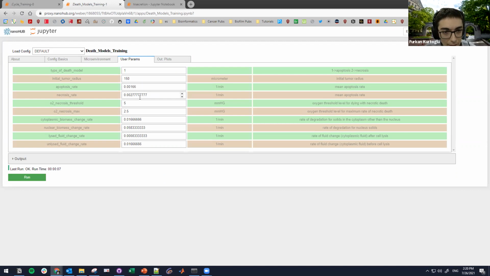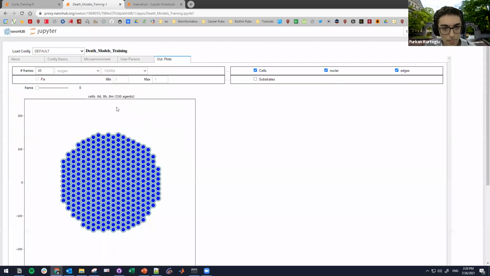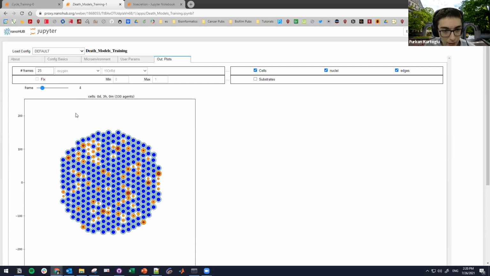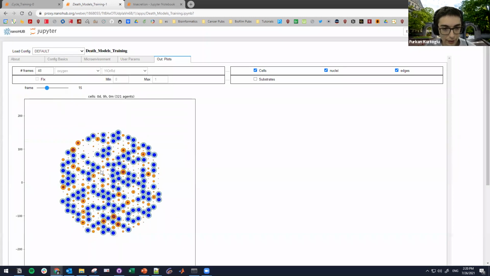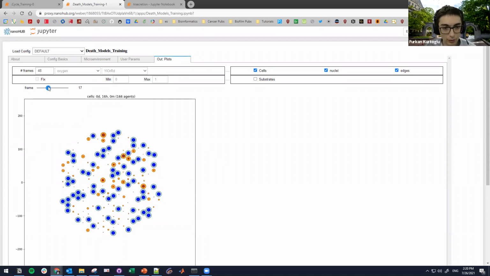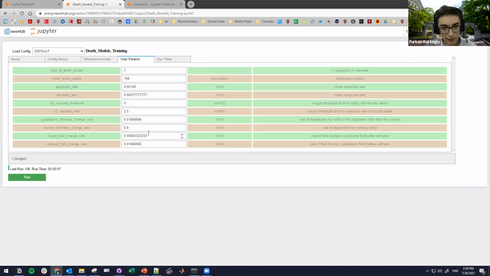And so, for instance, when we make this nuclear biomass change rate very big, what you will see is they will lose their nuclear part faster than the cytoplasm. Therefore we will see more orange instead of dark orange. We can set these parameters like this. Do we have any questions?